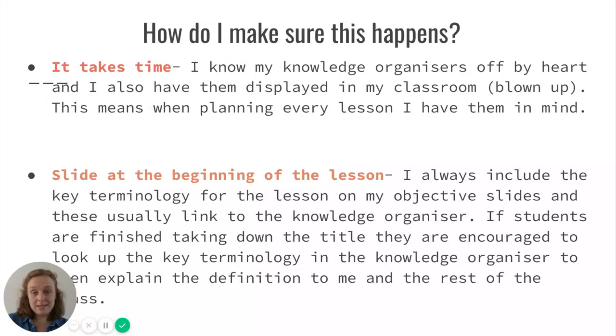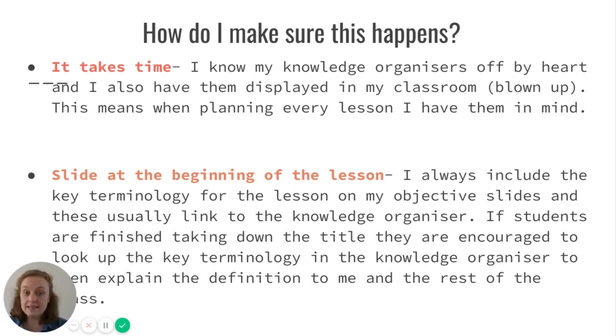I either have them laminated and up behind me at my desk so that I refer to them, but I also have them blown up within the classroom. They are displayed. So for every topic, they are there. I switch them round for the next topic, and it reminds the students as well that they've got that knowledge organiser. But you do need to remember to take them down when you do knowledge tests as well.